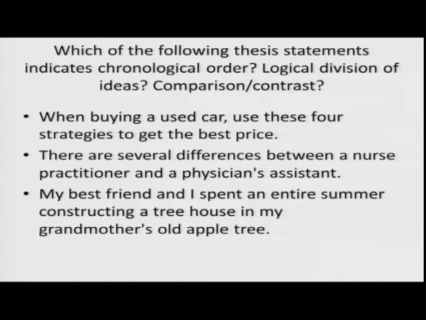Let us look at the third one. My best friend and I spent an entire summer constructing a tree house in my grandmother's old apple tree. So, here the clues are you have past tense, spent, and it includes a reference to some personal details. So, you can expect it is going to be a personal narrative of a particular incident. What incident here? This is constructing a tree house in an old apple tree. So, obviously, the pattern here is going to be chronological.